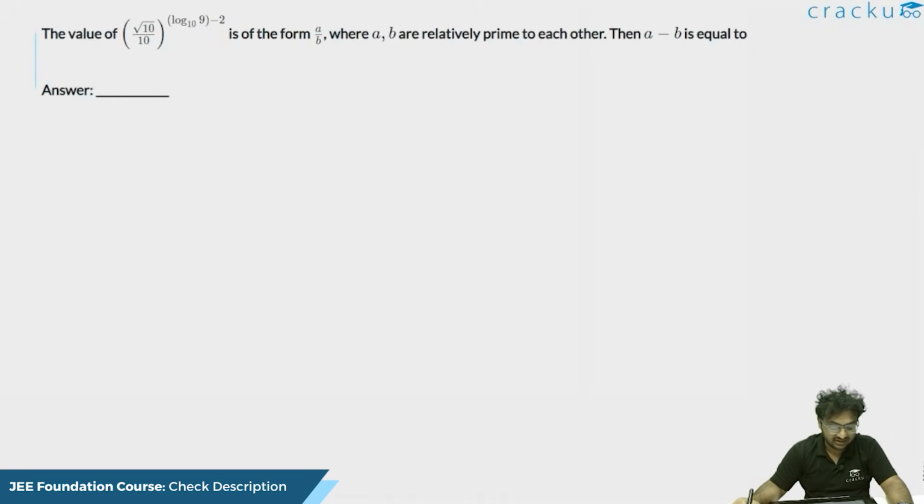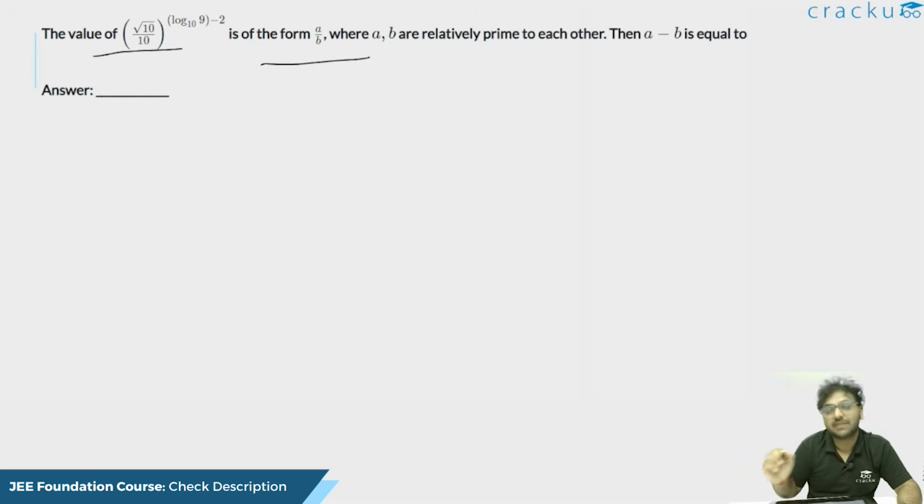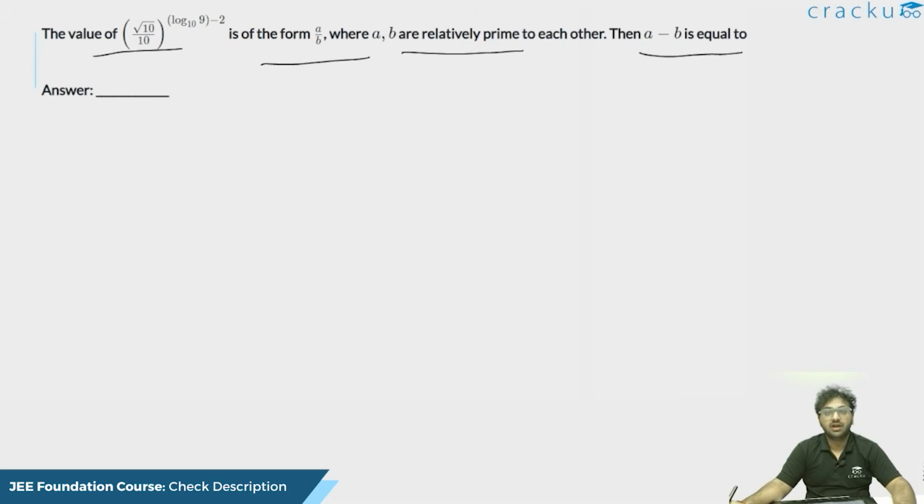Hi everyone, let us look at this question. So the question says that the value of under root 10 by 10 log 9 to the base 10 minus 2 is of the form a by b, where a and b are relatively prime to each other. Then a minus b is equal to, so this is converted into a by b form.